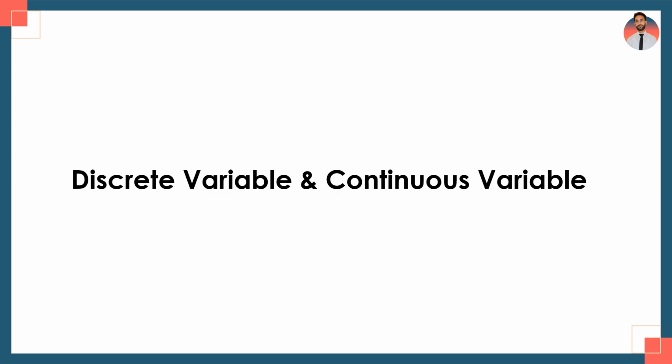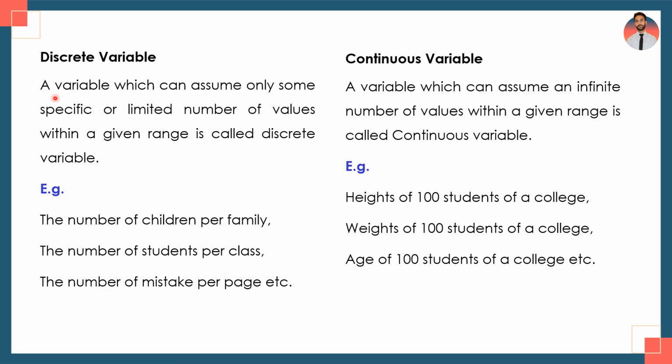In the second point, I will discuss the types of variables, which are discrete variable and continuous variable. Discrete variable: a variable which can assume only some specific or limited number of values within a given range is called discrete variable. For example, the number of children per family, the number of students per class, number of mistakes per page. These are the examples of discrete variable. For example, variable x can take only some specific values 0, 1, 2, 3, 4, 5 and so on, n.